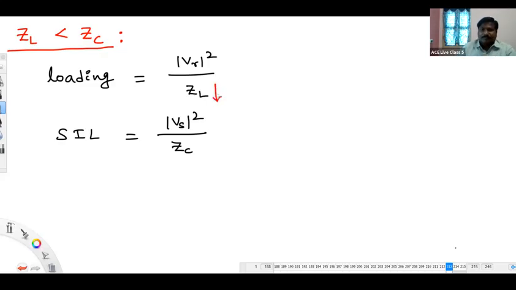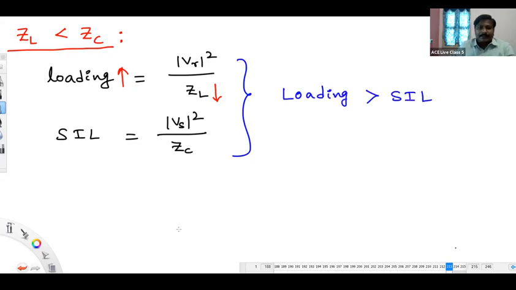ZL is less now. If the load impedance is decreasing, I can say loading will be increasing because loads are connected in parallel. Whenever we are switching loads onto the transmission line continuously, we experience that power demand is increasing. As the loads are connected in parallel, net impedance is decreasing, so loading is increasing. That means a situation here: loading greater than SIL.